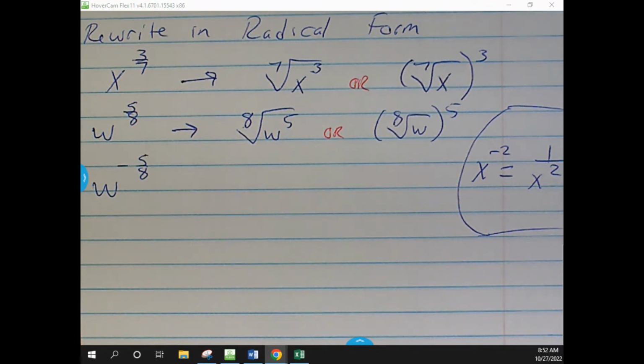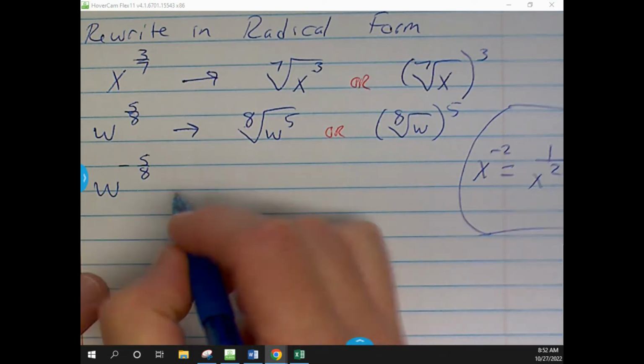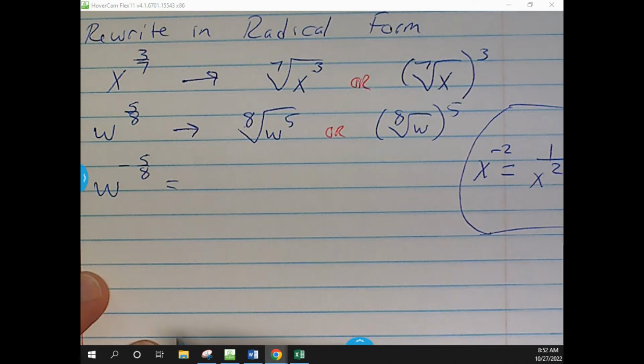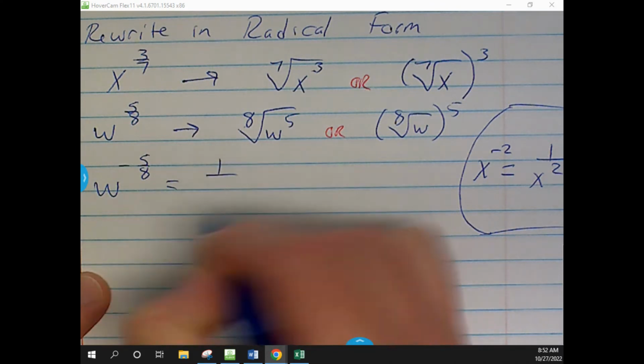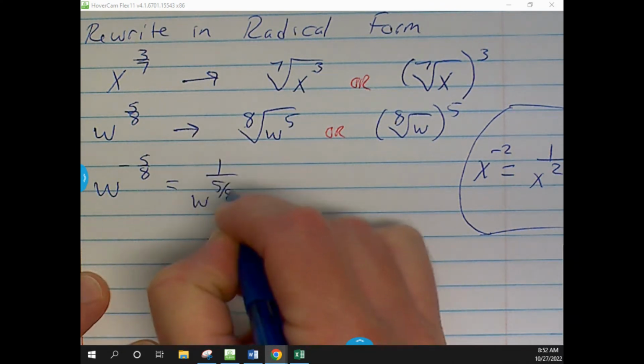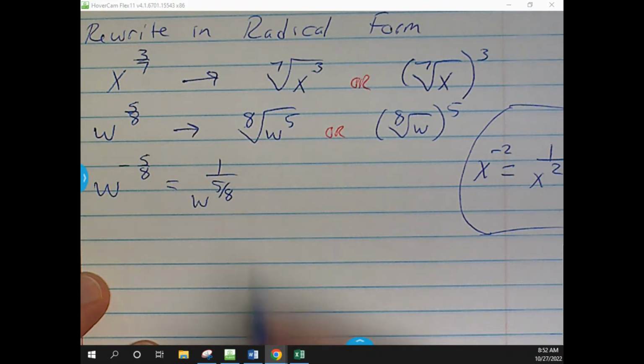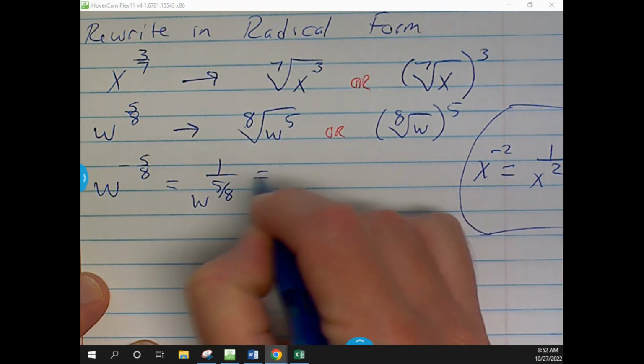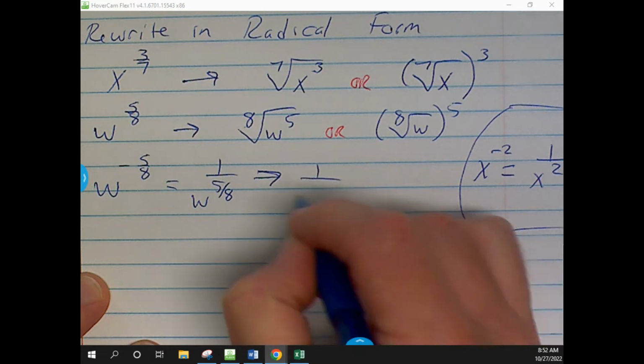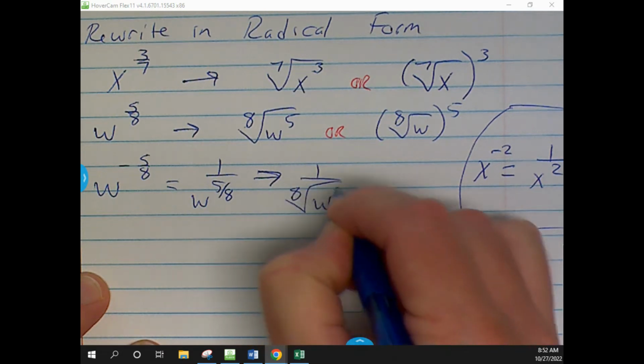So in that case, if you have a negative exponent, you move it from numerator to denominator, or if it's in the denominator, you move it from the denominator to the numerator. Basically, a negative just tells you it needs to be a fraction and it's in the wrong place. So if it's w to the negative 5/8, it's going to be 1 over w to the 5/8. And then we rewrite it, so it would be 1 over the 8th root of w to the 5th.